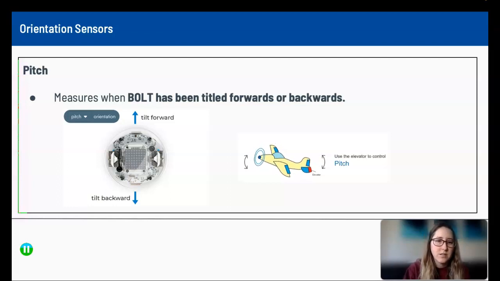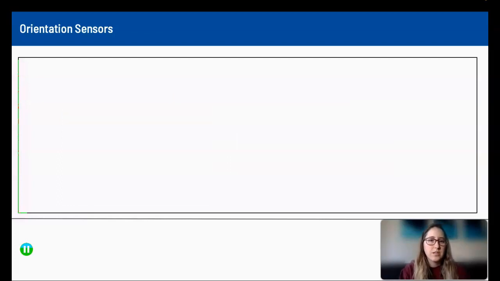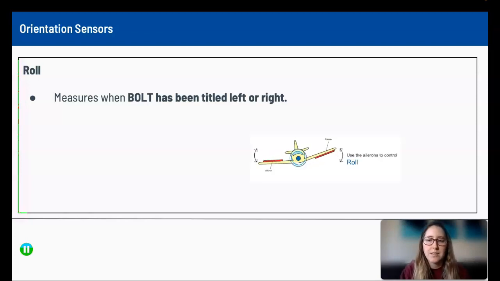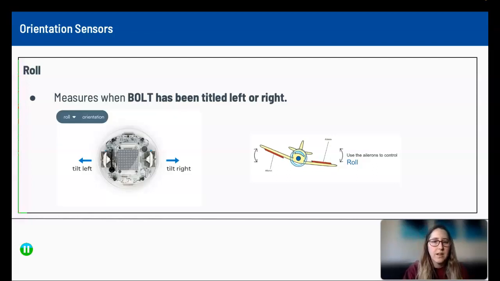and that's going to be measured by the pitch sensors. The other orientation sensor that we're going to talk about is roll. It measures when the bolt is being tilted left or right. And again, you can think about this as in an airplane when the wings are tilting from side to side, to the left and to the right. The Sphero will also pick up whether it's being tilted to the left or to the right when you use the orientation sensor for roll.